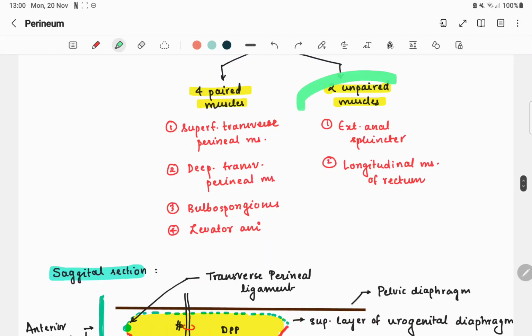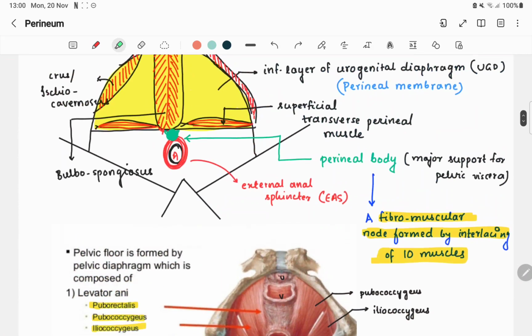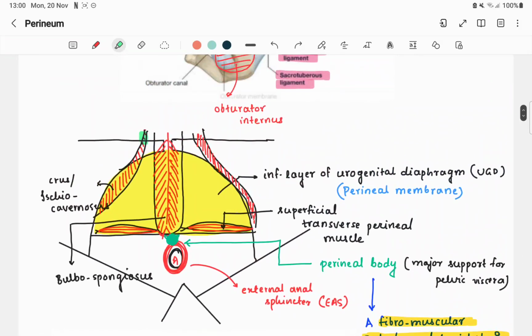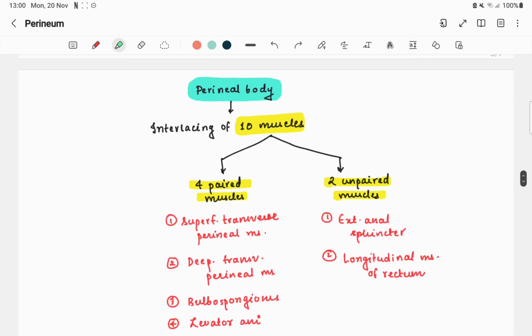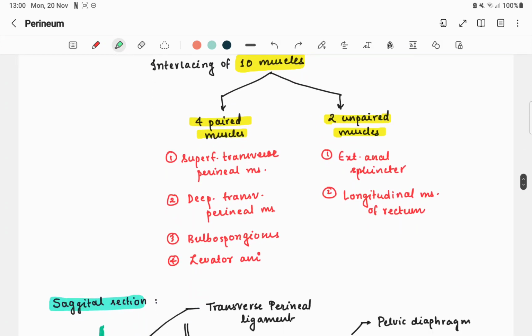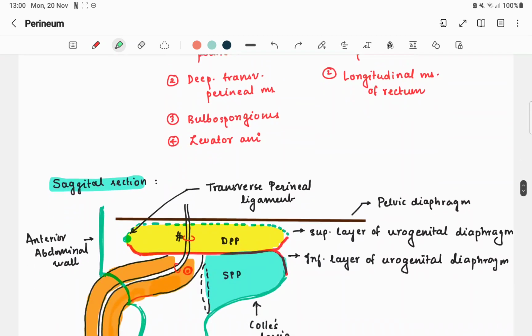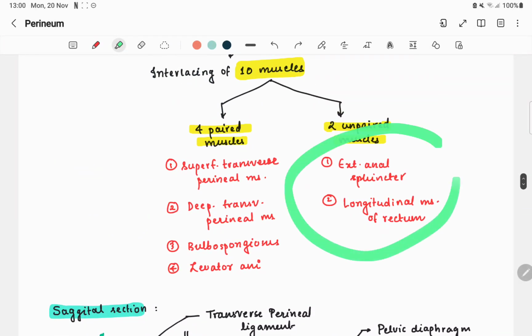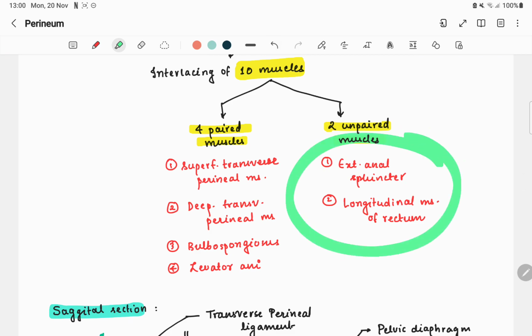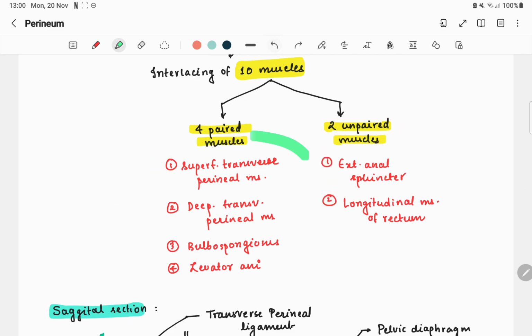Okay, and the 2 unpaired muscles are your external anal sphincter and your longitudinal muscles of rectum. External anal sphincter we saw in the diagram, and the longitudinal muscles of rectum we haven't drawn because it won't be visible in this section. So you can remember the 2 unpaired muscles: external anal sphincter, longitudinal muscles of rectum, and the 4 paired muscles: superficial transverse perineal, deep transverse perineal, bulbospongiosus, and levator ani.